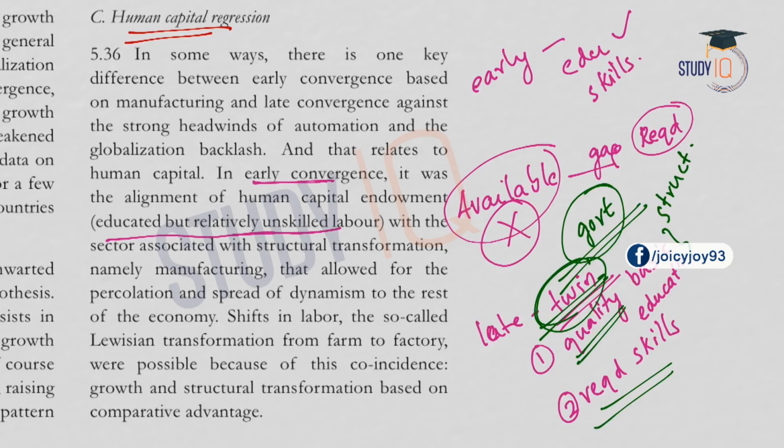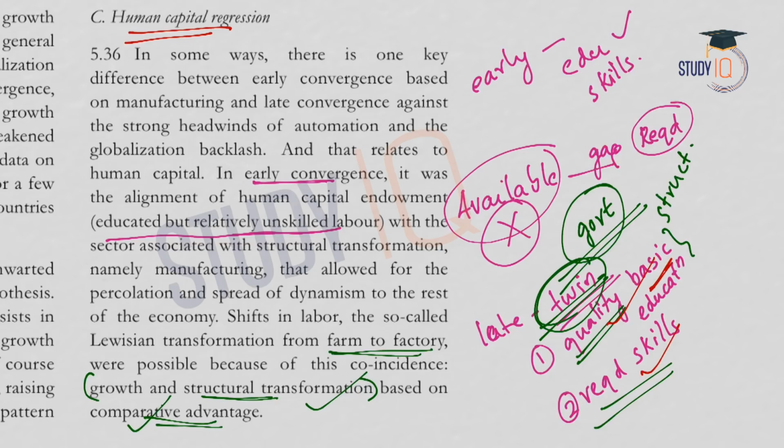In the case of early convergers, the transformation from farm to factory was possible because of the coincidence of growth and structural transformation based on comparative advantage. Because they were early convergers, they were better than the other economies, and because of the comparative advantage, they were able to perform well. But that opportunity is not available for late convergers like India. Now, what can be done to overcome this problem? India needs to spend on ensuring basic education and also providing skills.